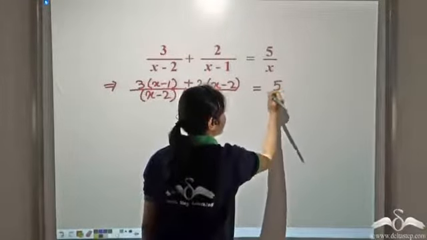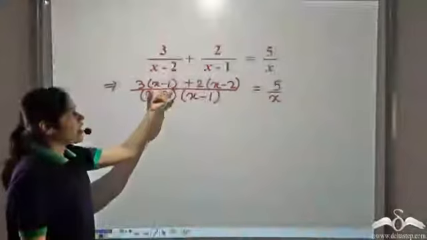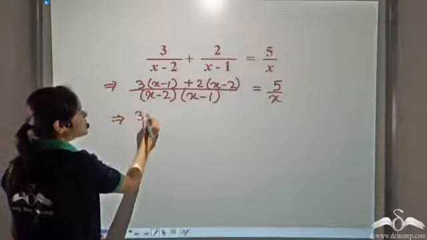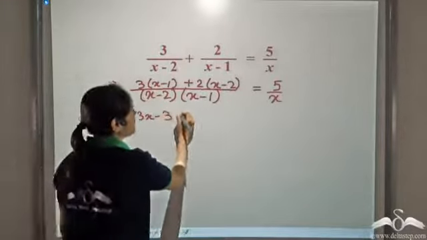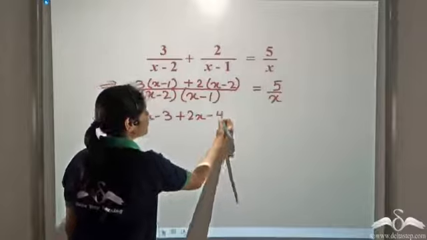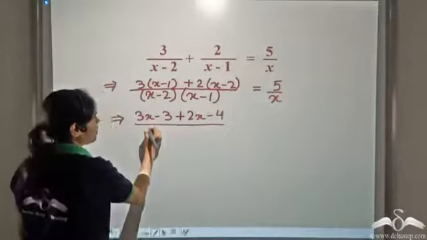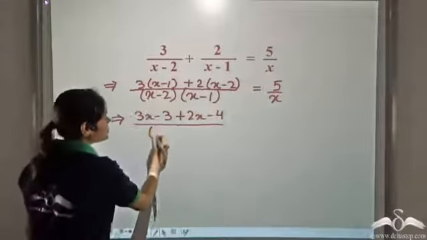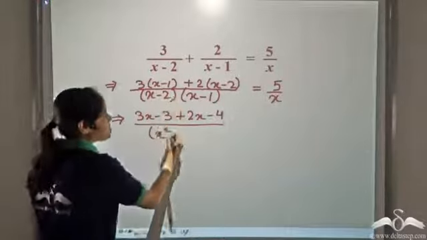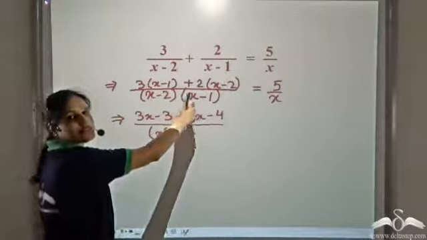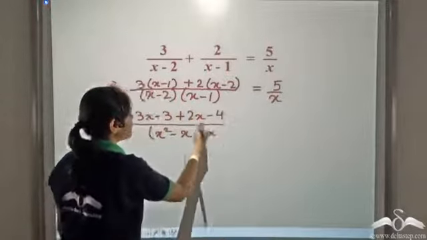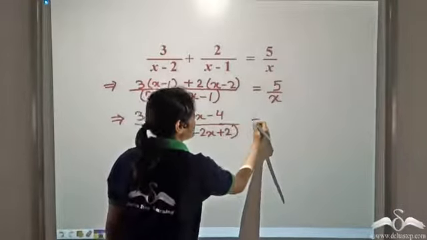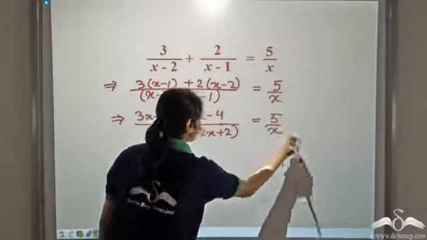On the right hand side, we have 5 by x. Now, let us simplify the numerator. So, we have 3x minus 3 plus 2x minus 4 by x minus 2 into x minus 1. So, x into x is x square. x into negative 1 is negative x. Negative 2 into x is negative 2x. Negative 2 into negative 1 is plus 2, is equal to 5 by x.